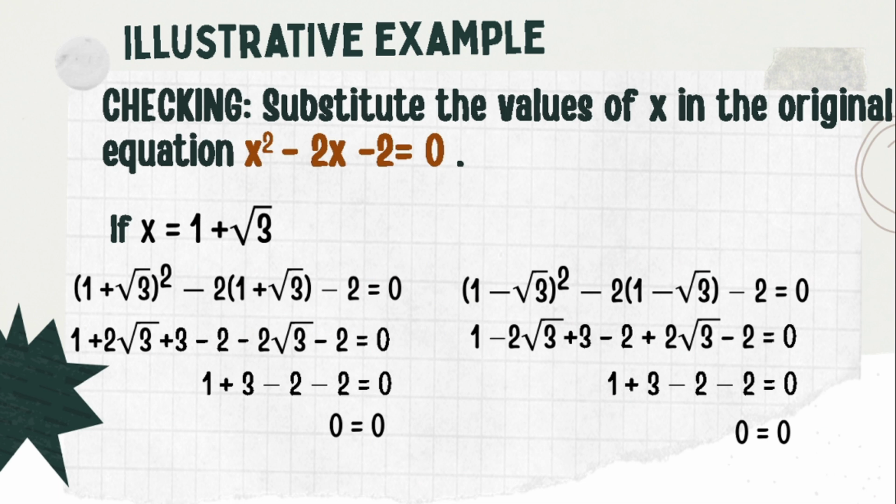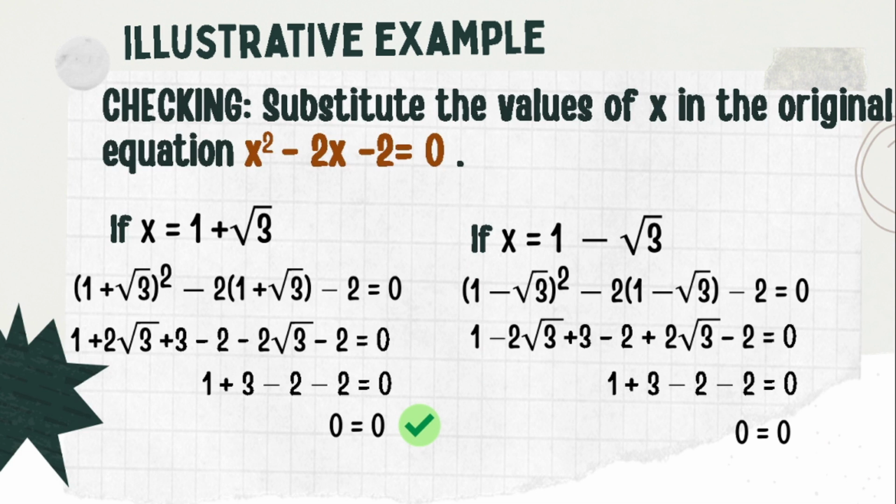Applying the special product, we have 1 plus 2 square root of 3 plus 3 minus 2 minus 2 square root of 3 minus 2 is equal to 0. Then simplifying it, we get 1 plus 3 minus 2 minus 2 is equal to 0, resulting to 0 is equal to 0.